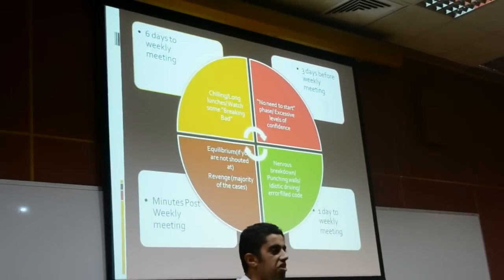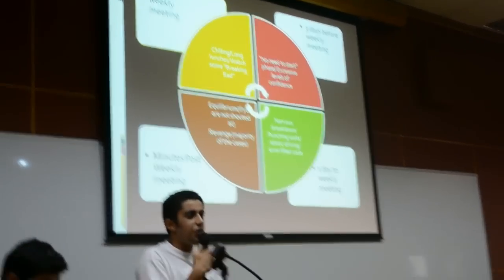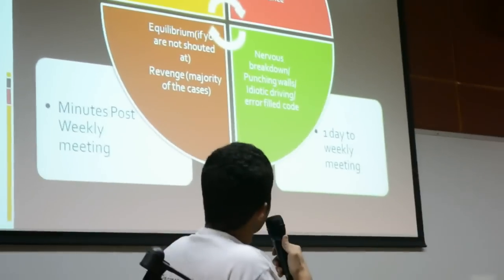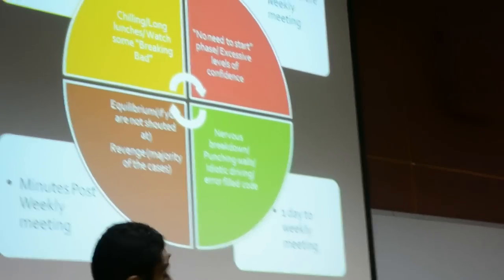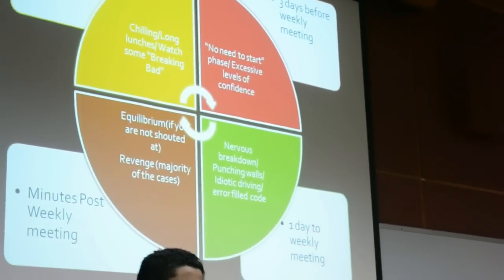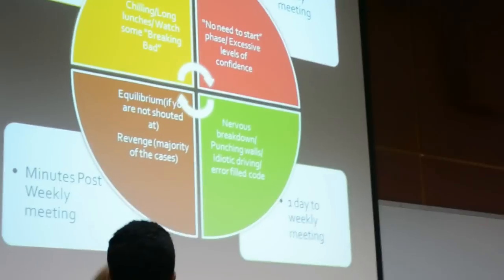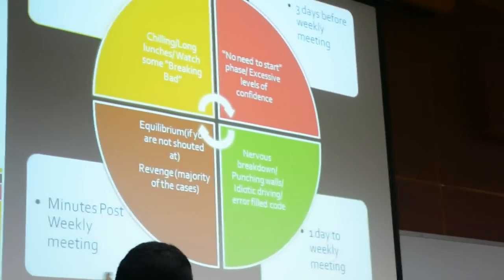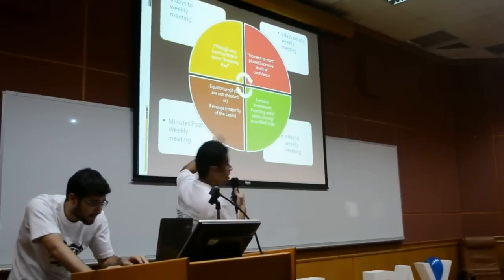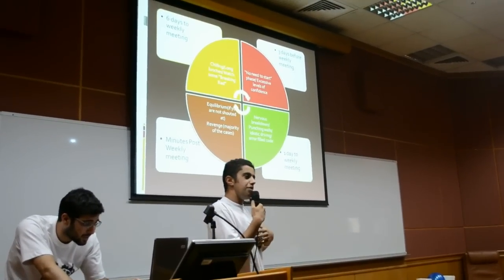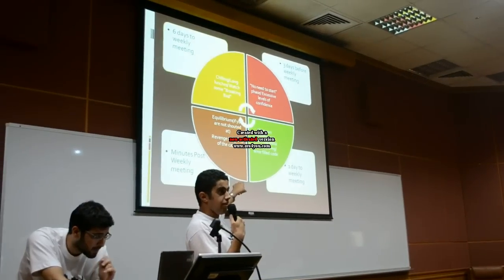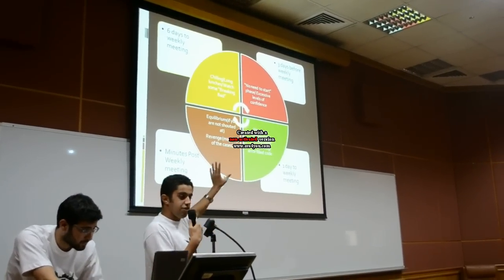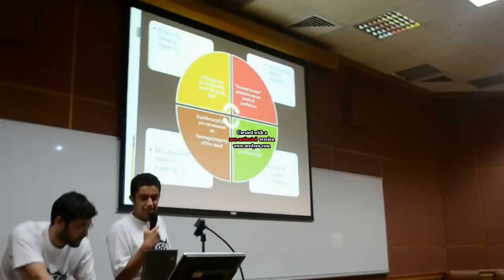Confidence: you're sure everything will work. Oh yeah, I'll write this bit of code and everything's gonna work fine. 1 day left, code isn't working, nervous breakdown, you're punching the walls, you're driving like a maniac, about to kill people on the road. And then you've got minutes post weekly meeting, the moment you come out of it. Two cases: either equilibrium, you feel satisfied and happy and go into the cycle again, or you feel revenge because you got shouted at. This is a very useful cycle. I think you should look at it and compare.